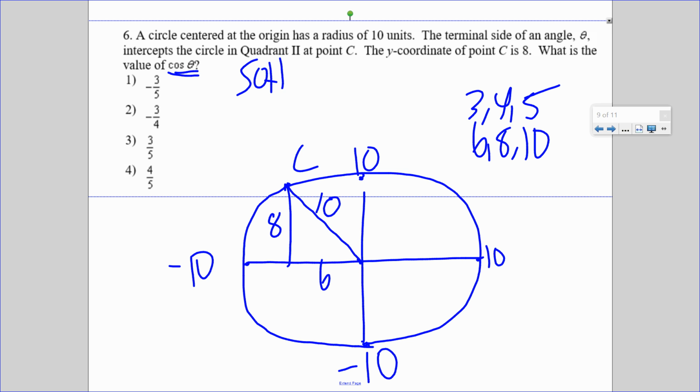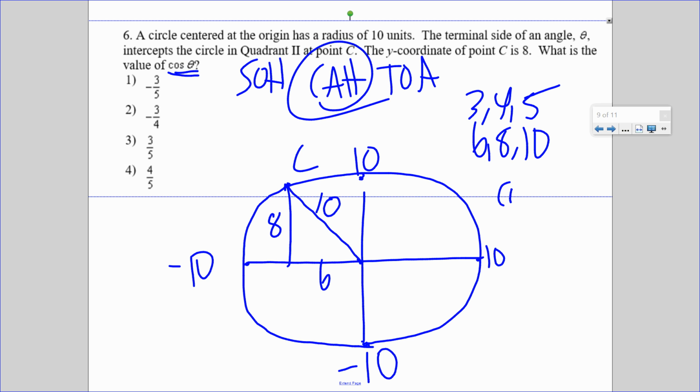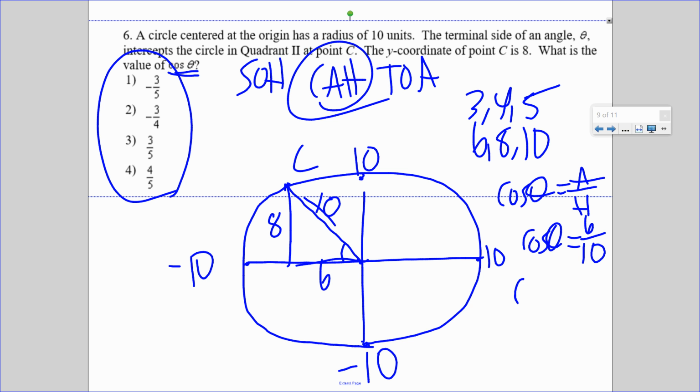So I'll use SOHCAHTOA. I don't have to do everything. Cosine of theta equals A over H. Cosine of theta equals A is 6, H is 10. And that's great and all. I don't see that. I do see them reduced though, so I can reduce that to 3 over 5.